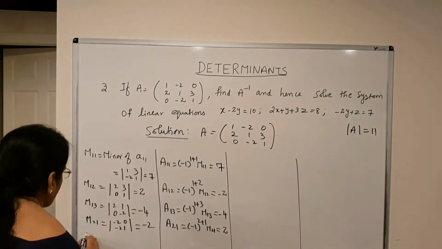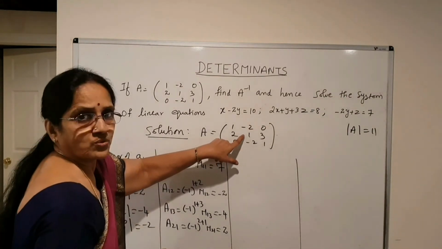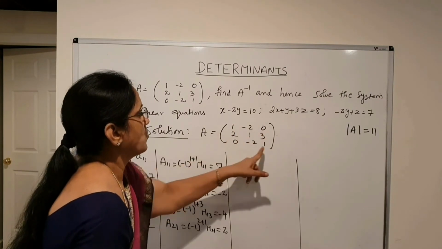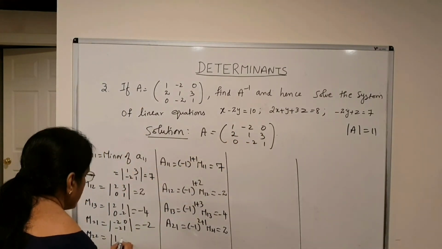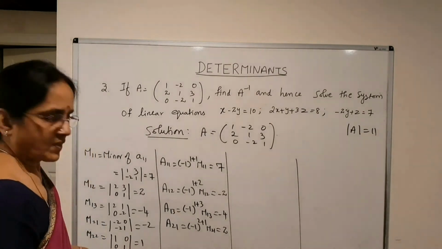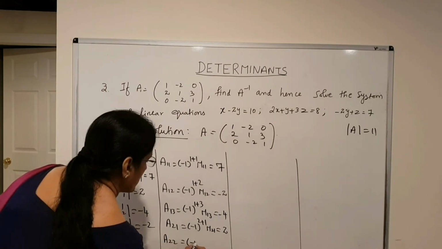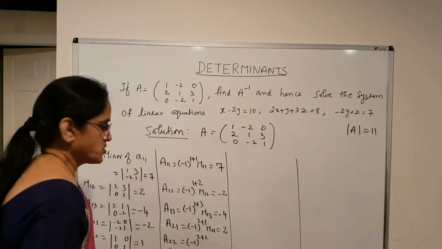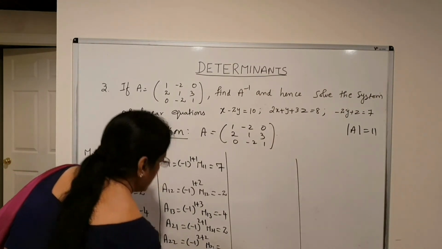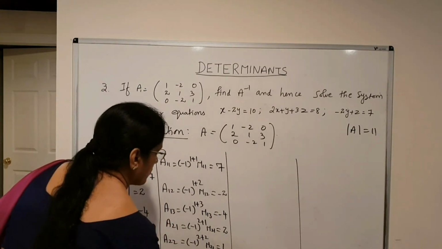Okay. Now M22. This is the minor of the element A22. So leaving the second row and second column, I have 1, 0, 0, 1, which is going to be 1. So the corresponding cofactor will be A22, which is minus 1 to the power i plus j. i is 2, j is 2, into M22. Minus 1 to the power 4 is 1 into 1, which is going to be 1.